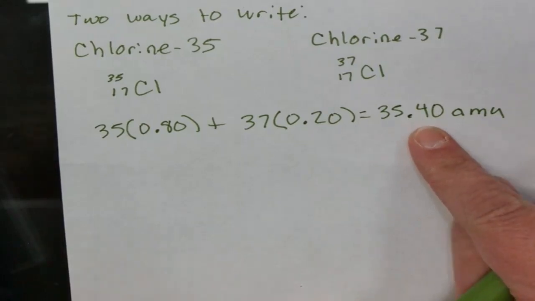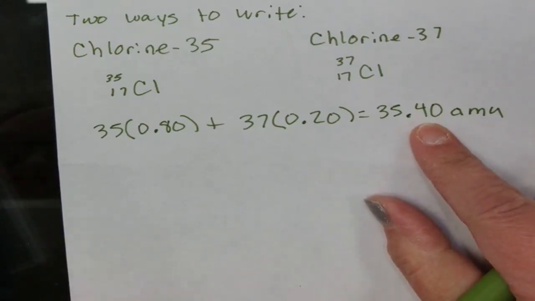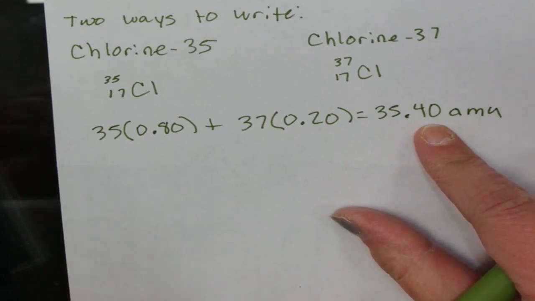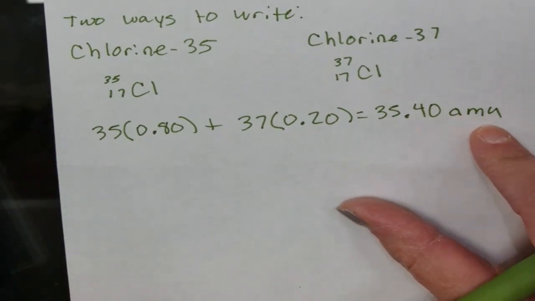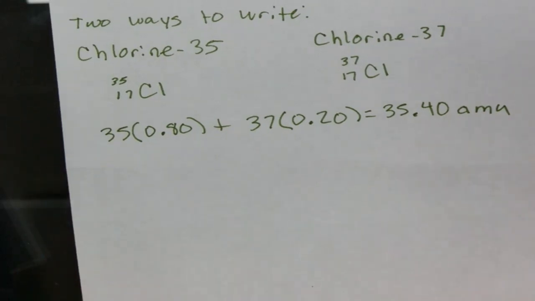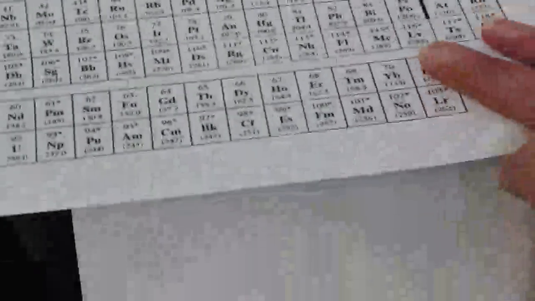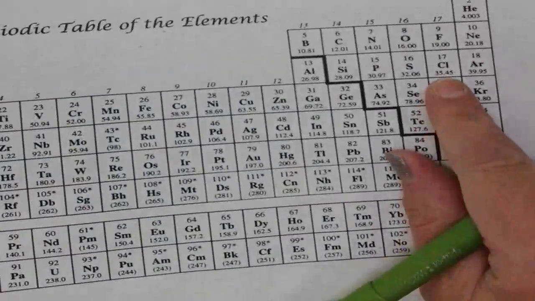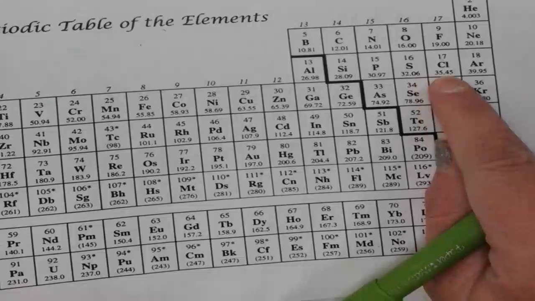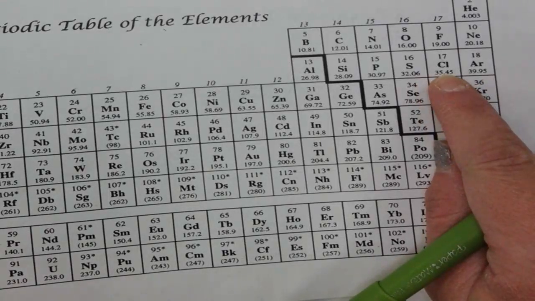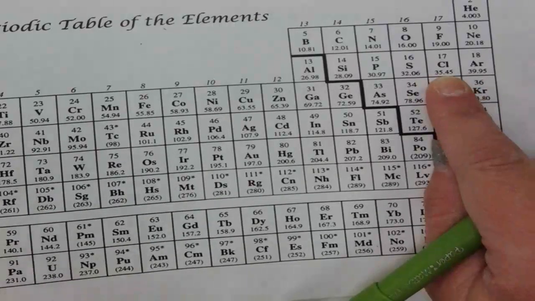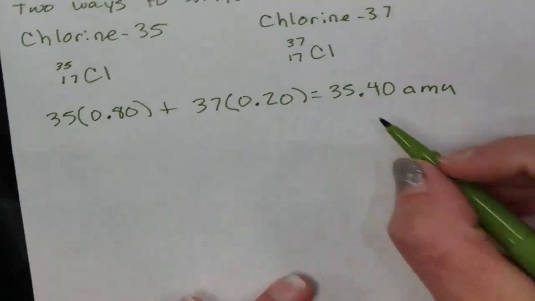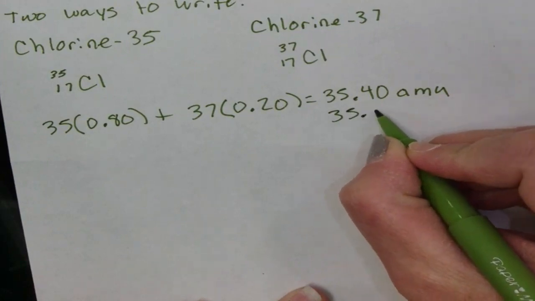AMU. Now we do want to make sure when we're doing a mass here, our average atomic mass, we want to go ahead and put 2 decimal places. All right, and this is an atomic mass unit. So what does this mean? Let's look at the atomic mass according to the periodic table, and that is 35.45. So this value we used a little bit more precise percentages, which is why it's slightly different, but that's okay because 35.45 is very close to 35.40.